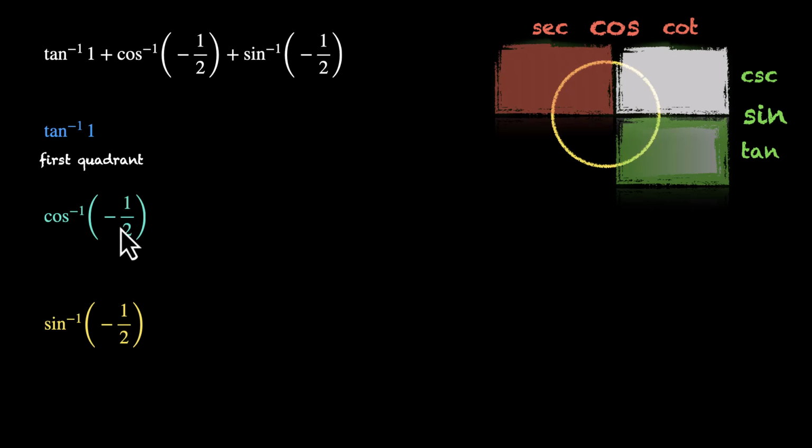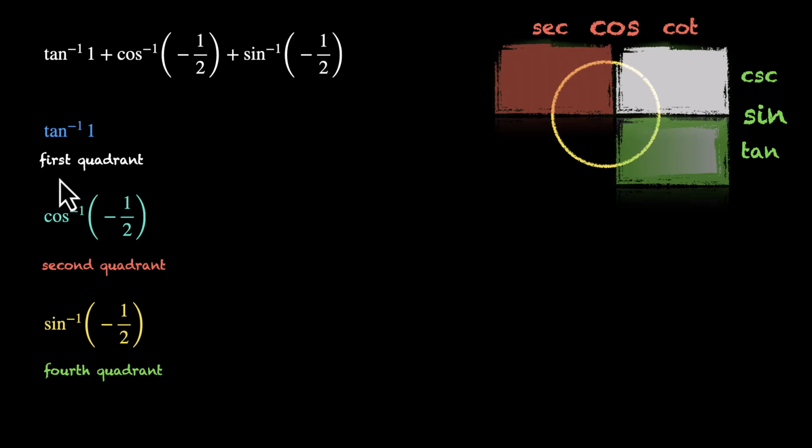What about cos inverse minus half? The range for cos inverse is first and second quadrant. This value is negative, which means we're looking for an angle that is in the second quadrant. Let's look at sine inverse minus half. Again, the value is negative. This means we're looking at an angle that is in the fourth quadrant. So now we have the quadrants, we need to figure out the angles.